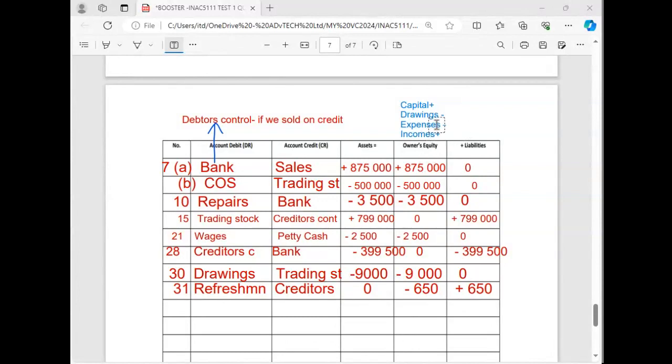But I must check which effect expense has on owner's equity. So expenses have got a negative impact. Can you see here? That's why I've got a minus. So expenses, as long as they increase, are going to have a negative impact. That's why when I see expenses here, they've got a negative impact here. So whatever you see here is because of that account. Does that make sense? Are you still with me?